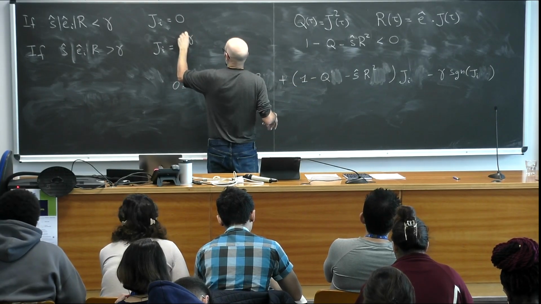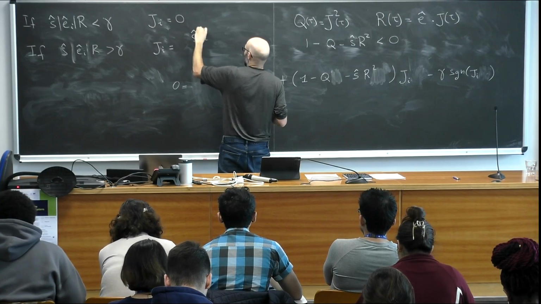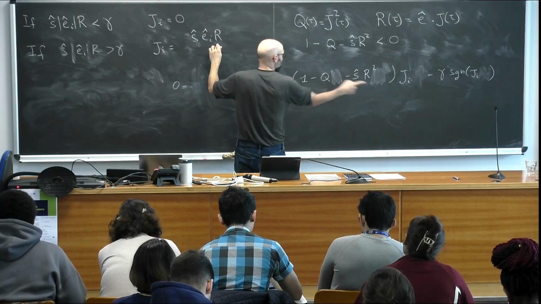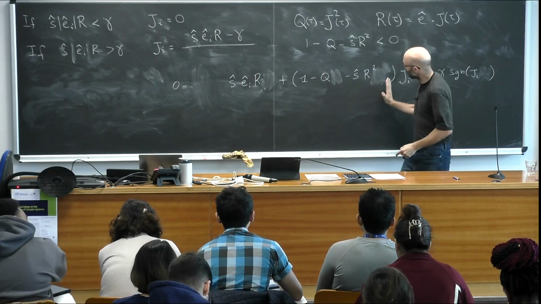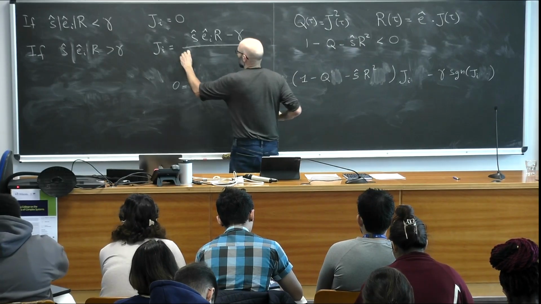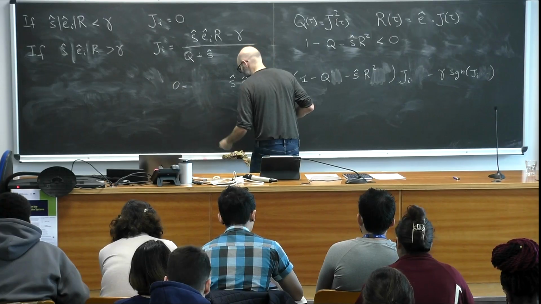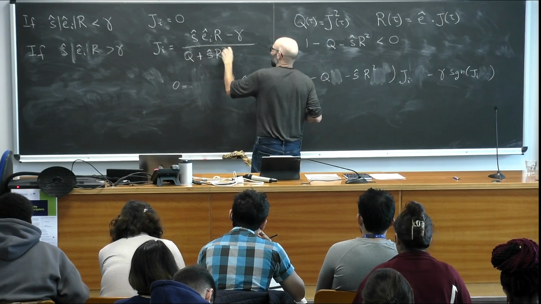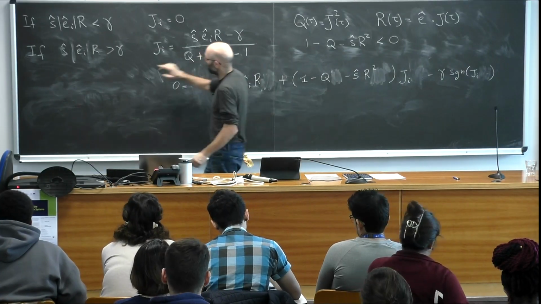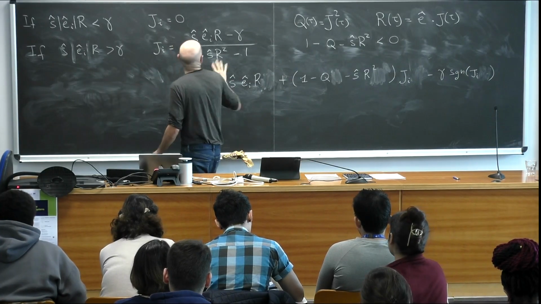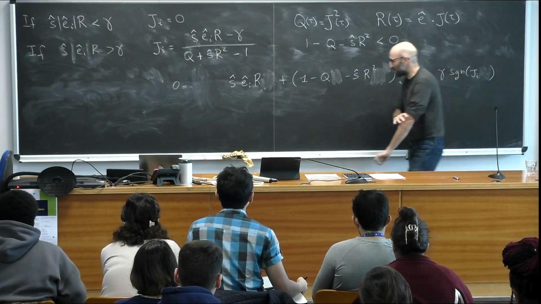I get this S hat times E hat_i times R minus gamma, divided by minus this, because I bring this on the other side. Sorry, so I get q minus s hat plus s hat r squared minus 1. Okay? And now this is positive if this is true. Is it clear? I'm sorry, I made a bit of confusion.